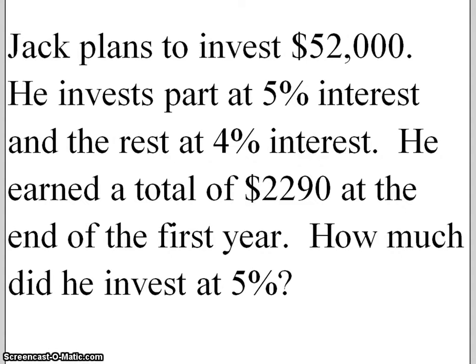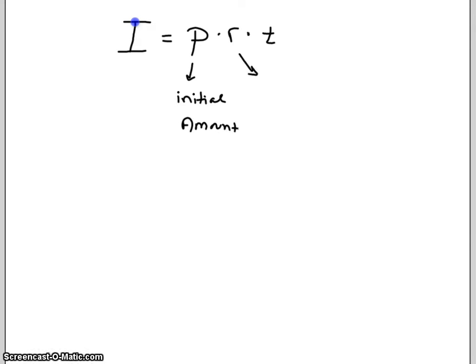I'm going to come back to this slide in a minute here. But first, we're going off this basic simple interest formula. Principal times rate times time. Principal is your initial amount. Rate is the rate as a decimal, so percent as a decimal. And T stands for time.